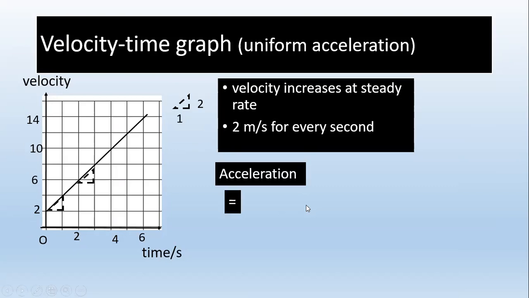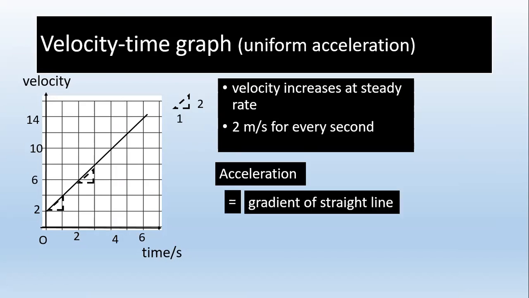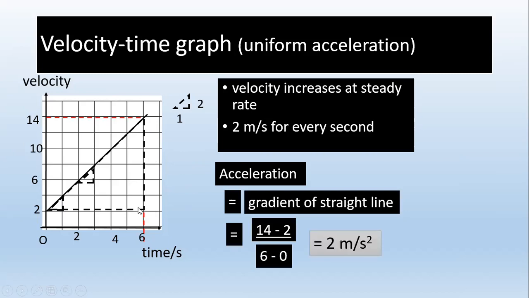Or acceleration. You are required to find acceleration. We take the gradient of the straight line. A big triangle is more accurate because you have to read it. In this case it doesn't really matter, you will still get the same answer. Gradient of straight line: this is 14, this is 6. 14 minus 2 over 6 minus 0. In your calculator, 2 meters per second squared.